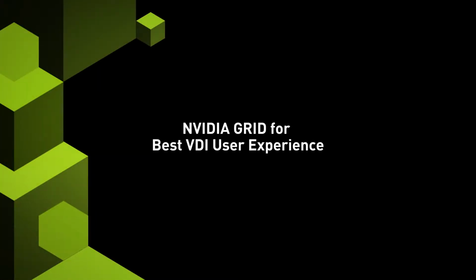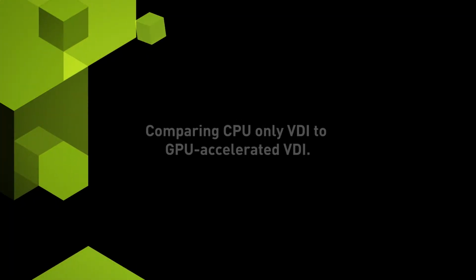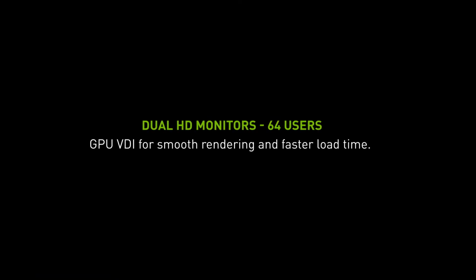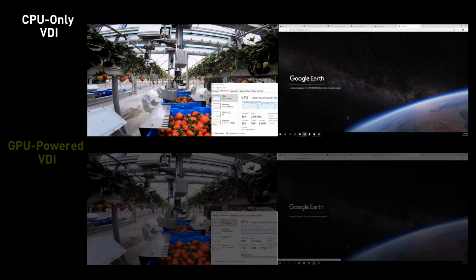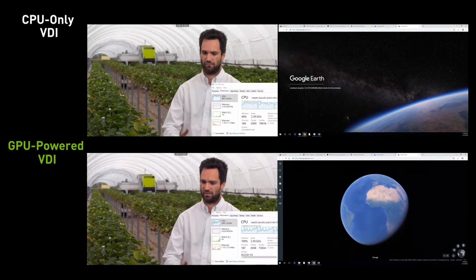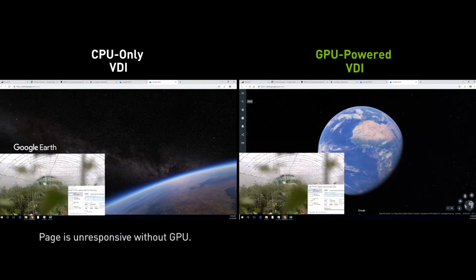Today's knowledge workers need more compute power because they use graphics-intensive applications and often multitask and work across dual monitors. See the difference between a CPU-only virtual desktop and a GPU-accelerated virtual desktop powered by NVIDIA GRID. A dual HD monitor setup was configured on a loaded environment with 64 virtual machines running knowledge worker workloads.